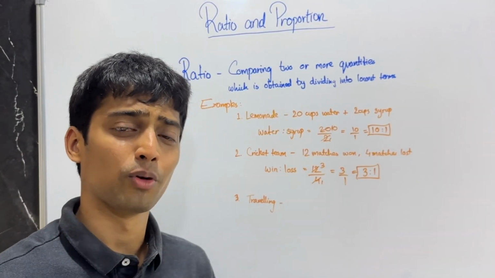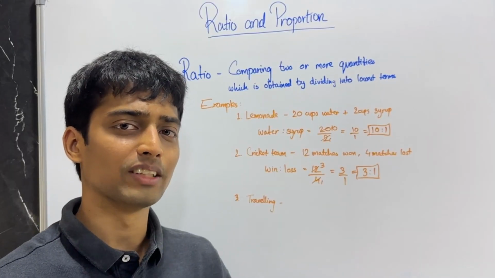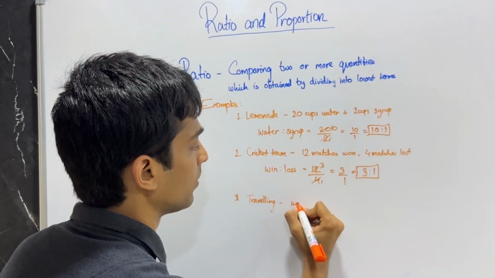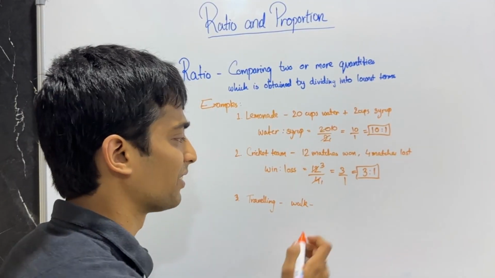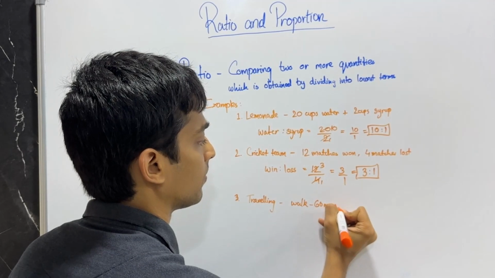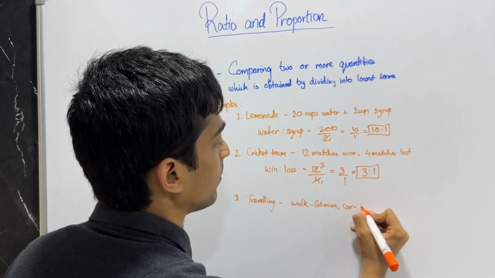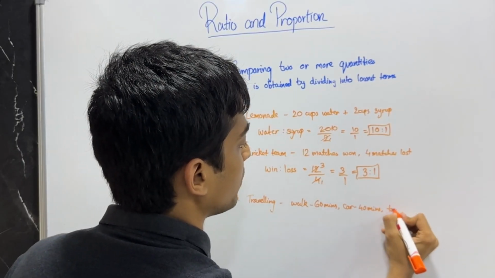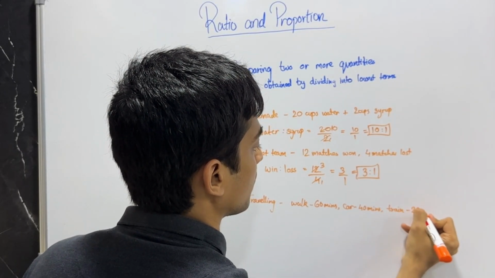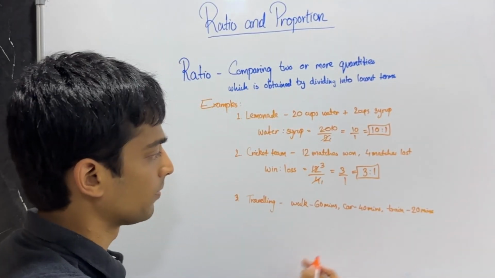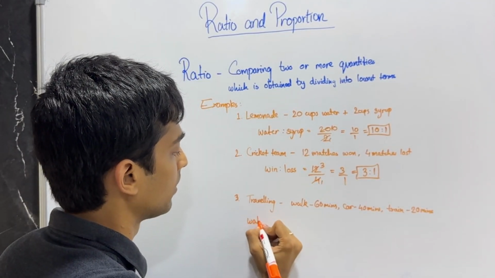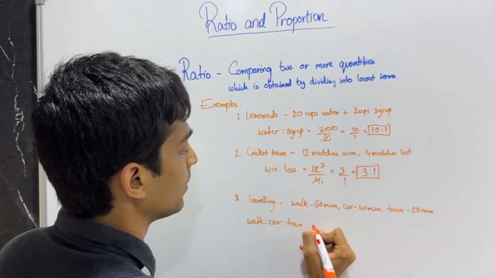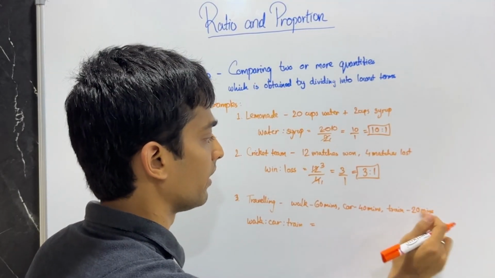Let's say you want to travel from your home to your school, and you have 3 ways of traveling: walking, train and car. Walking takes you 60 minutes. Car takes you 40 minutes. And train takes you 20 minutes. Let's find the ratio. So walk to car to train. The ratio would be 60:40:20.